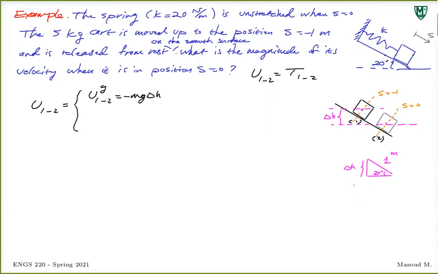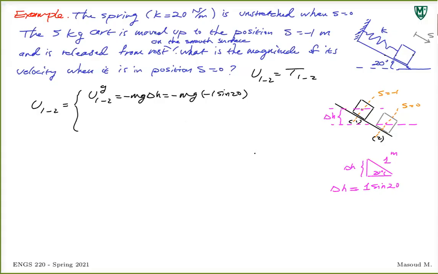Delta H becomes 1 sine 20 degrees. You can start from the definition of sine. Sine is equal to opposite over hypotenuse, right? Delta H over 1, and then delta H becomes 1 sine 20 degrees. Now we're going downward, so this delta H is negative. So that becomes minus mg minus 1 sine 20 degrees. Let's just leave it as that.